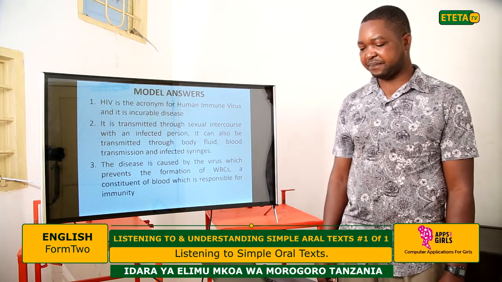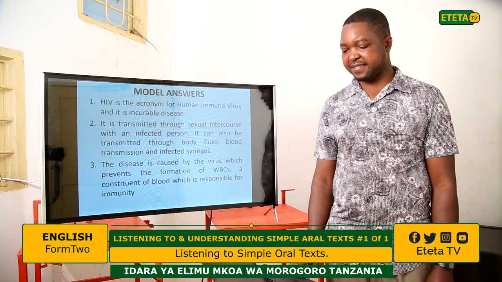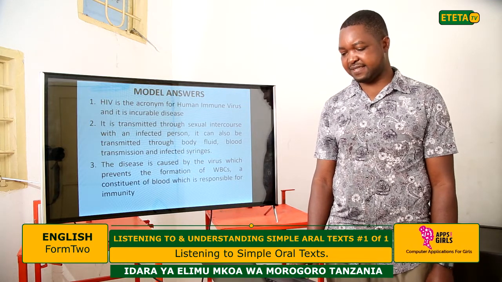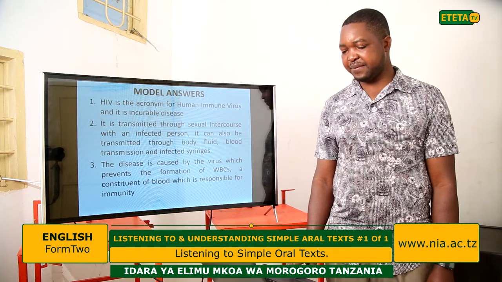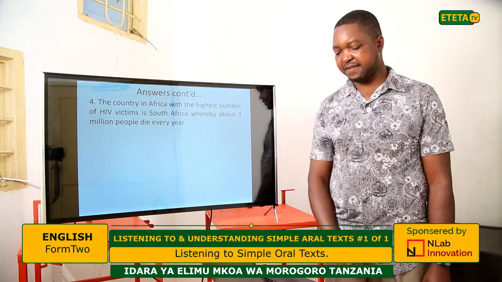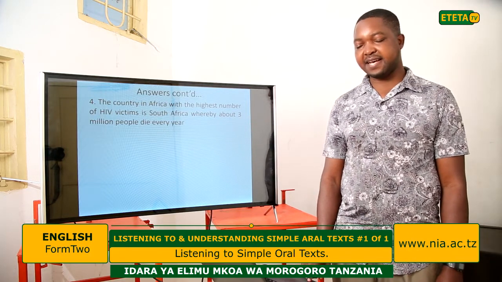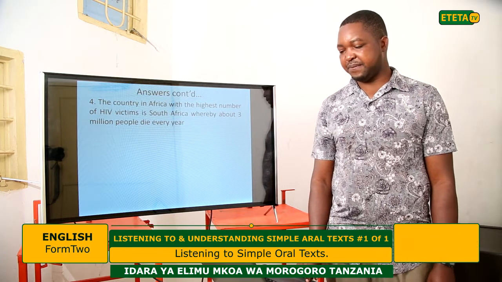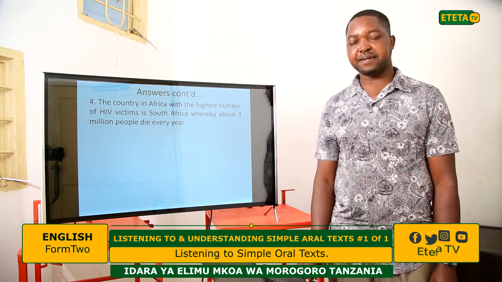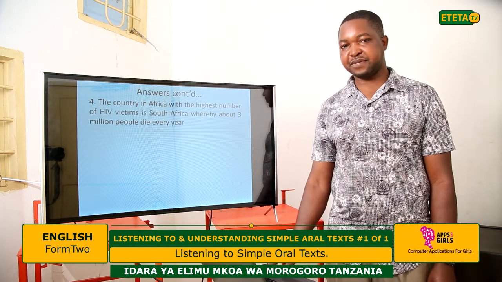For question number 3, the disease is caused by a virus which prevents the formation of white blood corpuscles, or WBCs, a constituent of blood which is responsible for immunity. As for question number 4, the expected answer was that the country in Africa with the highest number of HIV victims is South Africa, whereby about 3 million people die every year. That is what you were supposed to answer.